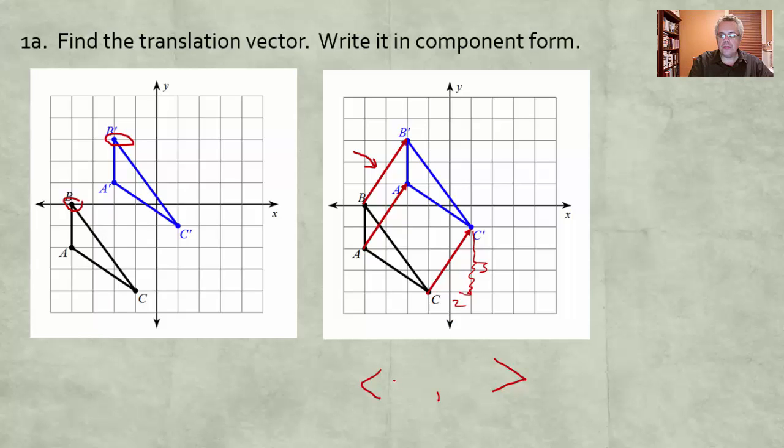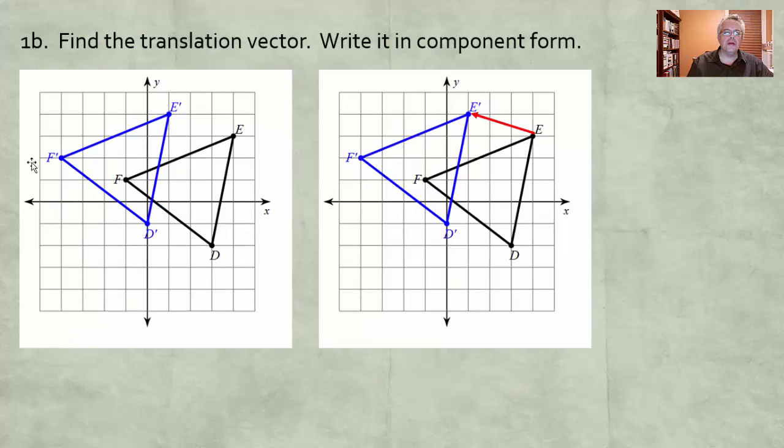So the x component of the vector is 2. That tells me how much it changed or went in the x direction. And the y component is 3. It went up 3. So that's how we describe this vector here. This vector, as it goes from B to B prime, we can think of it as going up 3, over 2. All right, so that's the translation vector. It describes how the figure moves.